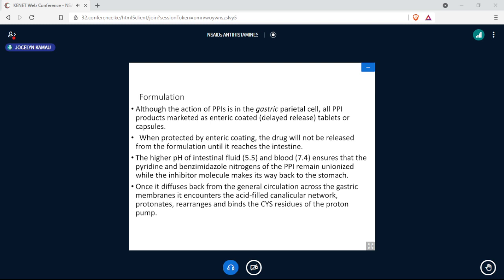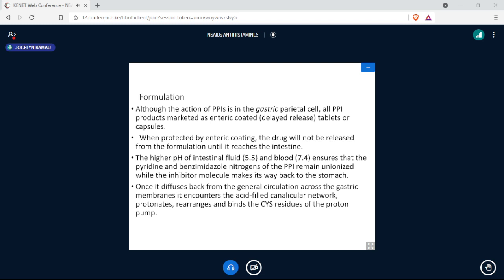PPIs are protonated easily. It's enteric-coated to prevent inactivation before absorption. Let's put the answer a bit. Because not only are you preventing inactivation before, but why are you enteric coating? Why don't you want that activation?